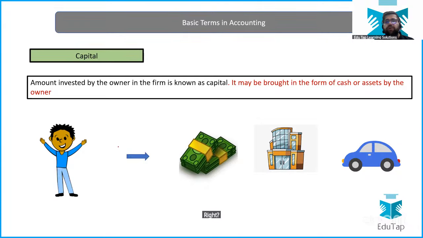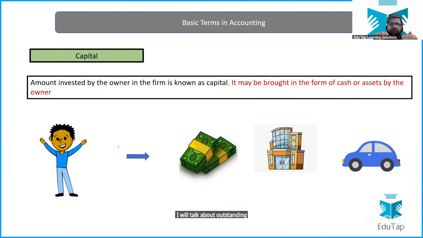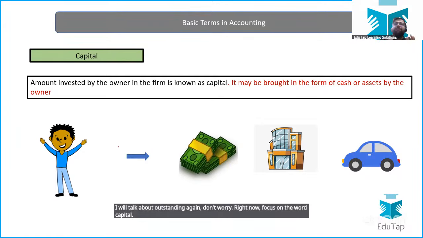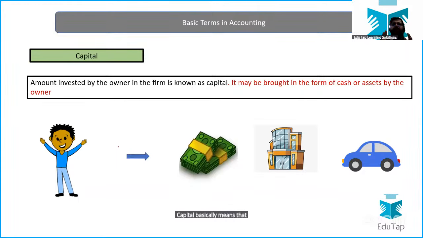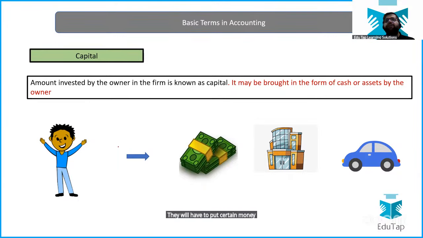What you told about, okay, I will come to outstanding, don't worry, I will write it that I have to talk about outstanding again. Right now focus on the word capital. Capital basically means that particular amount of money which the person brings in the initial stages, or you can say all the persons who are willing to become the owner of the business, they will have to put certain money, and this money will be known as what?